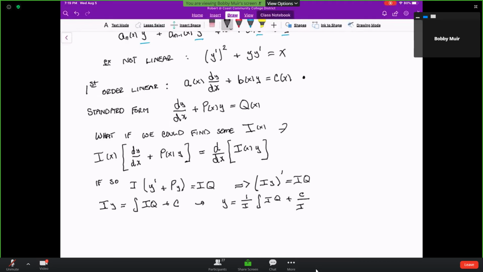Okay. Well, let's see if we can figure this out. Now, we got a lot to keep track of. We're multiplying both sides of an equation by I of x.